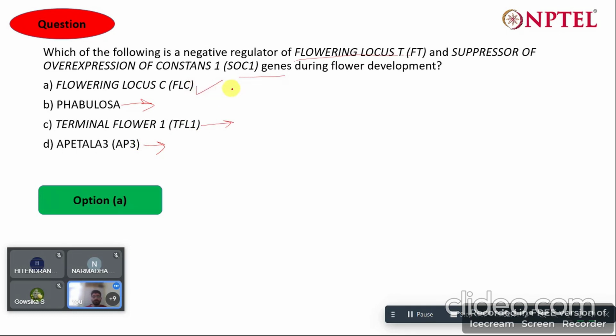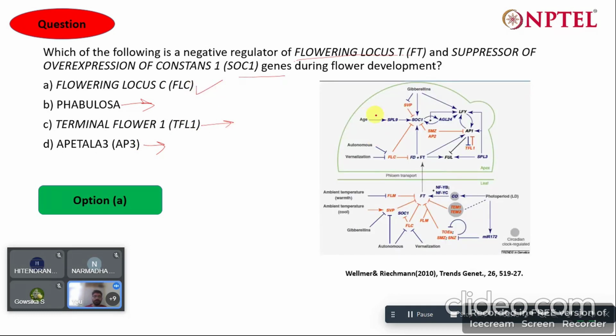So the correct answer is FLC, and here is the pathway of how it controls. FT is Flowering Locus T, which is generated in leaves and transported to the apex of the plant via phloem transport. As you can see, FLC inhibits both SOC1 and FT in the leaf, so it suppresses their production only in the leaf itself. Okay, so any doubts in this question?